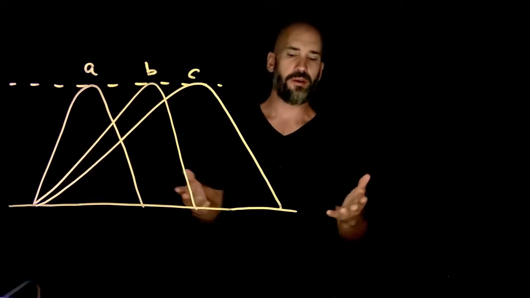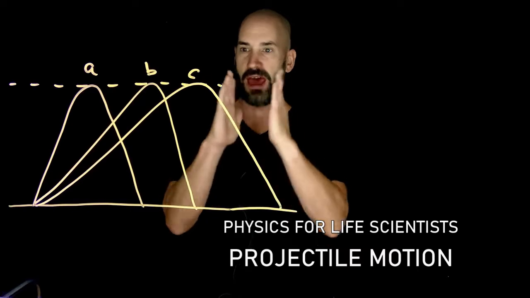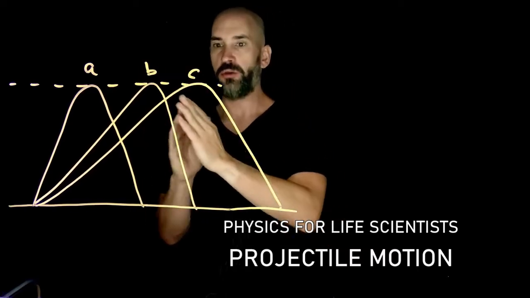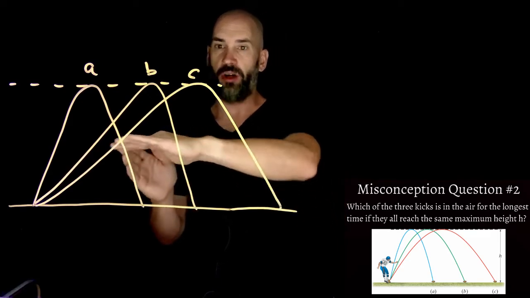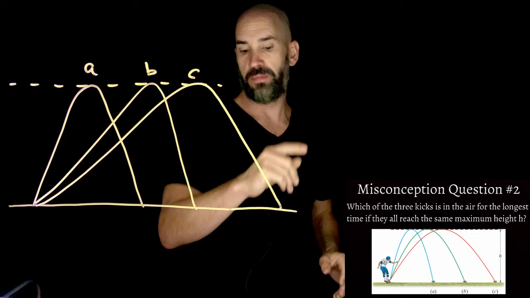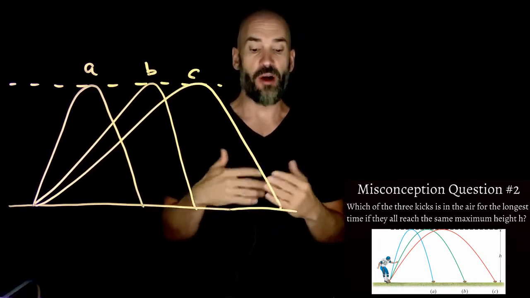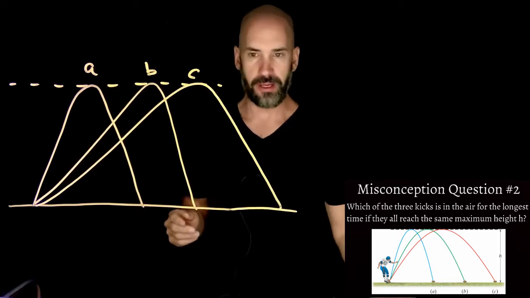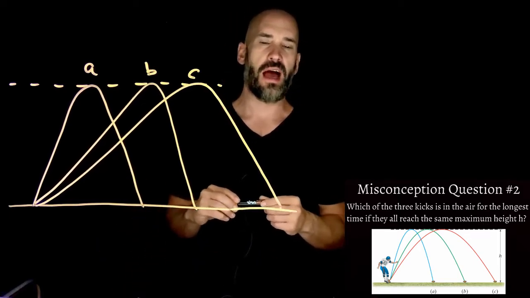All right, let's go to misconception question number 2. In this question, we have a football kicker who's kicking 3 different kicks that all take a different parabolic path, right? But they all reach the same height. And the question is, which of the 3 kicks is in the air for the longest time if they all reach the same maximum height? Okay? All right, so I'm going to start here.